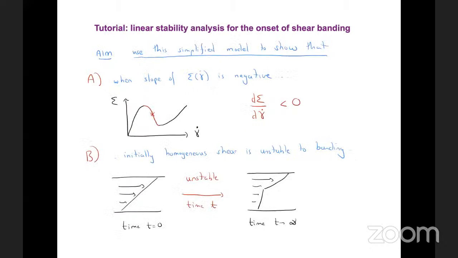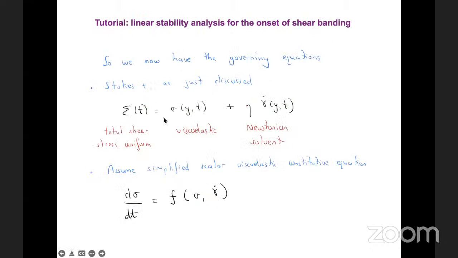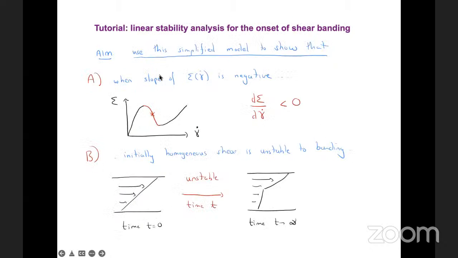Okay, so now what we want to do is use this simplified model. So these are the two equations that we're going to use, and we want to use that simplified model to show that when the slope of this constitutive curve, the total stress as a function of shear rate, when that slope is negative, a state of initially homogeneous shear, so we're starting with a state that's on this stationary constitutive curve, so it's stationary in the sense it doesn't depend on time, but a solution not depending on time is not the same thing as saying it's stable, because if you perturb it slightly, it then may start evolving and depending on time.